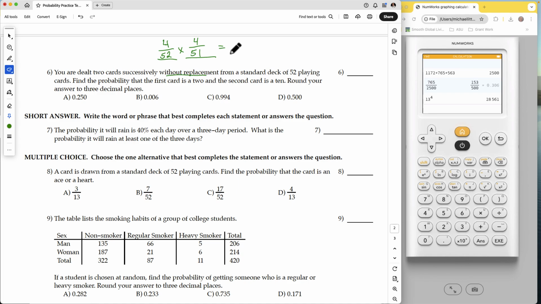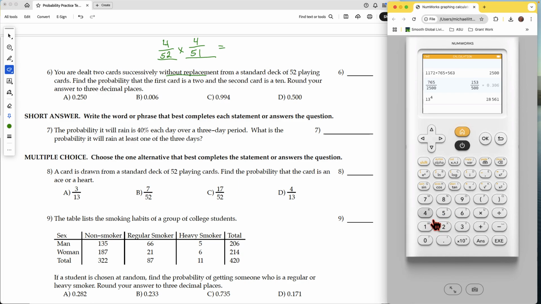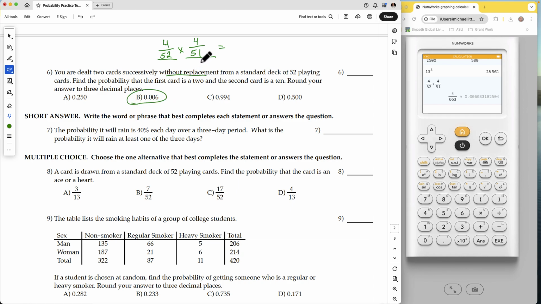And then we multiply that. 4 divided by 52 times 4 divided by 51. It's 0.006. Notice there's nothing even close there. Now, if you put a 4 over 52, you would have got close enough. You should still be able to get this 0.006.